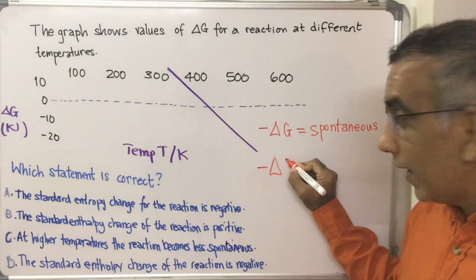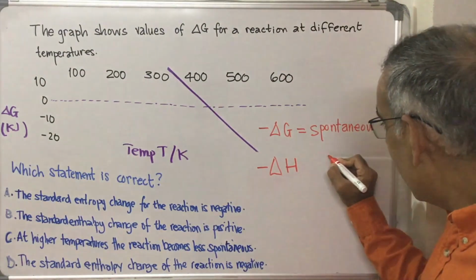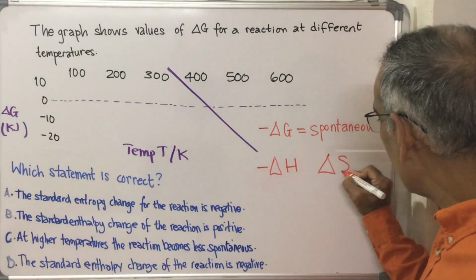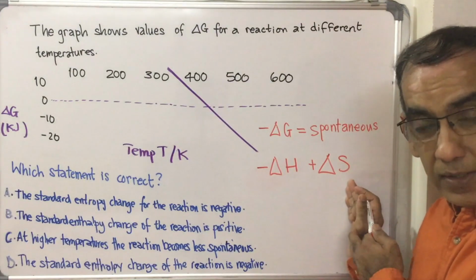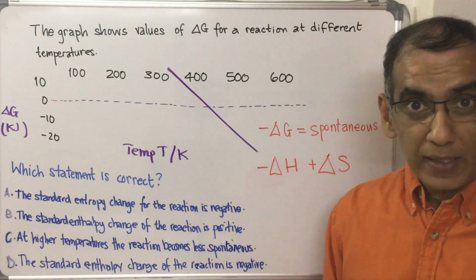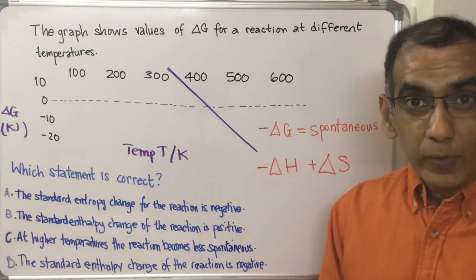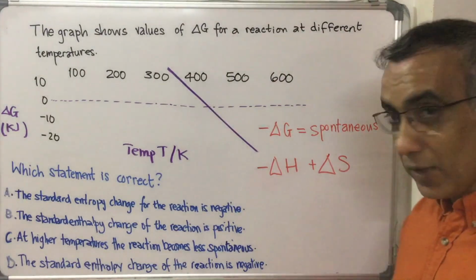Now, if a reaction is spontaneous at all temperatures, then it has a delta H value, an enthalpy change value that's negative, it's exothermic, and it has an entropy change value that is positive. So these are the two indicators of a system that is always going to be spontaneous. Delta G would always be negative if you have a negative delta H and a positive delta S.